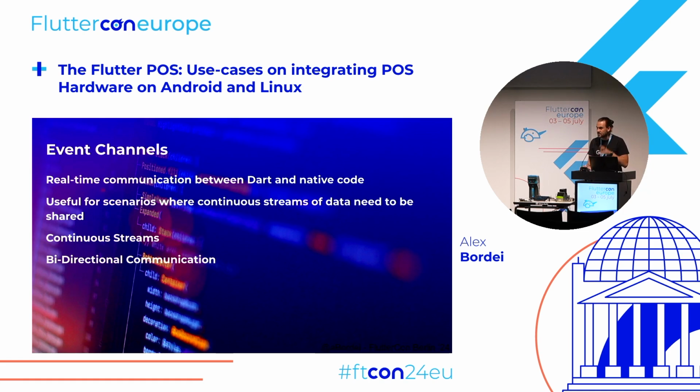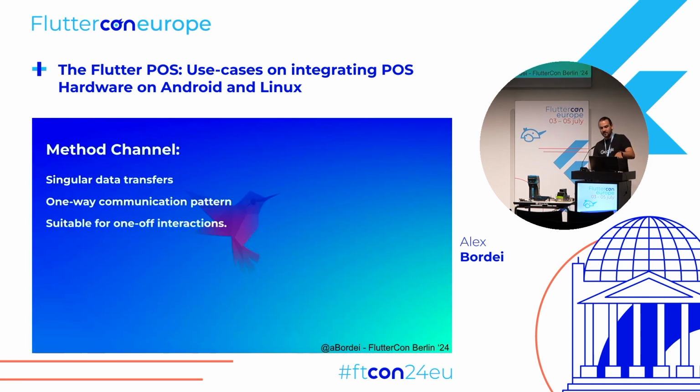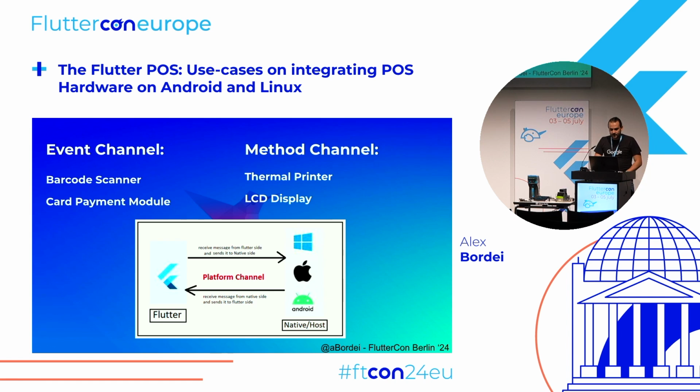For this POS, there are two continuous streams of data: the card payment, because I need to know each status of the card payment module in order to update the interface and decide what to do with the app, and the second one, the barcode scanner. For the printer, we have the method channel, which is best for singular data transfers and one-way communication. Also the LCD display is a method channel because we are just sending data to be shown. We don't expect anything from the display.